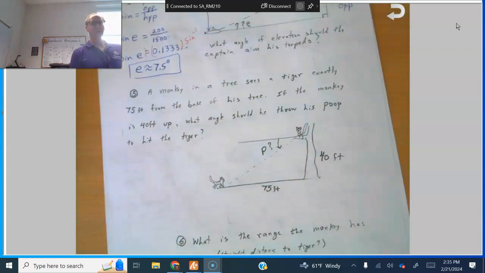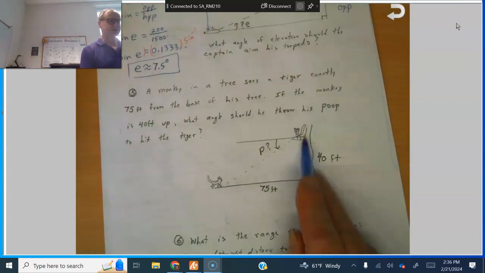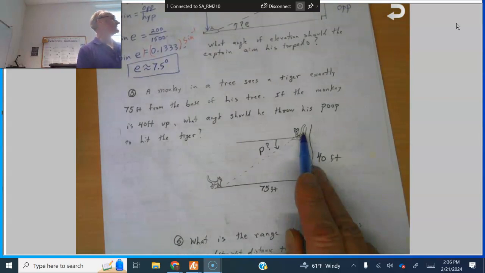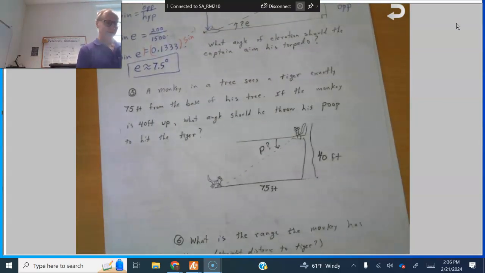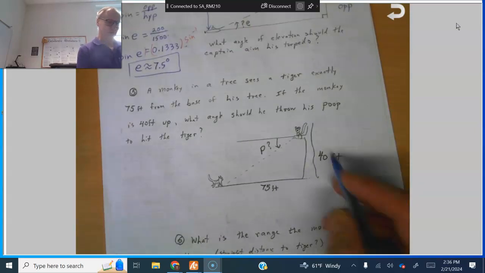All right, we have a really dumb monkey. He decides that he sees a tiger down below, and he decided to antagonize the tiger. I don't think he realizes that tigers can climb trees if they're mad enough. I suspect this one may be mad enough when he's done. He's 40 feet up the tree. He thinks he must be safe. He's on his branch.